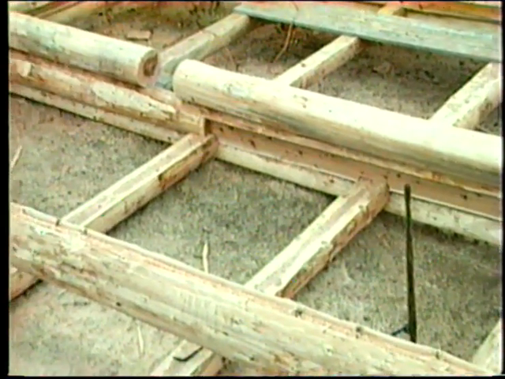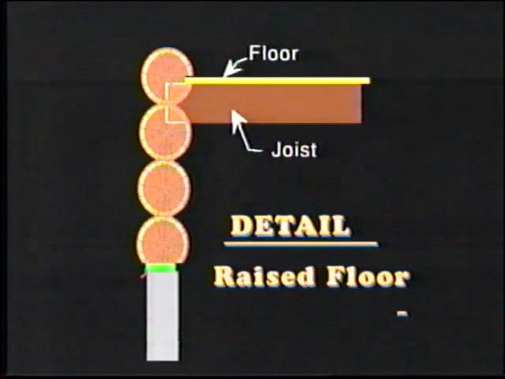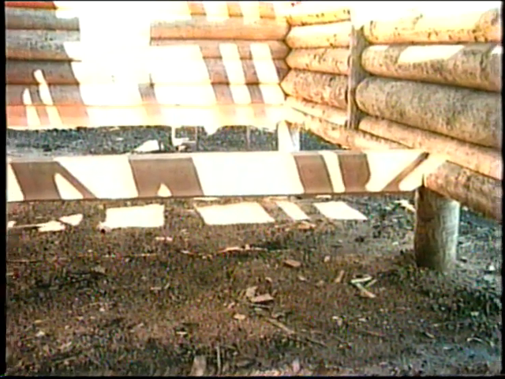The next choice would be to use the first log as a beam, then seat the joists on top of this log. This style has two significant uses. One, the floor is raised to provide more headroom in a possibly low basement, and two, the first log or beam can rest on piling or posts when a basement is not needed.